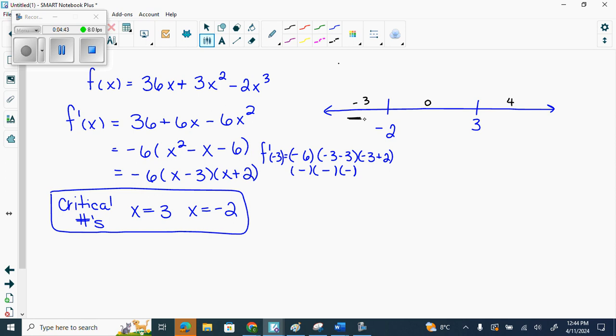Okay. Then I plug in 0. F prime of 0 equals negative 6, 0 minus 3, 0 plus 2. And I get a negative times a positive, which is positive. So do I just assume that it's negative again? No, it could be a point of inflection or such.